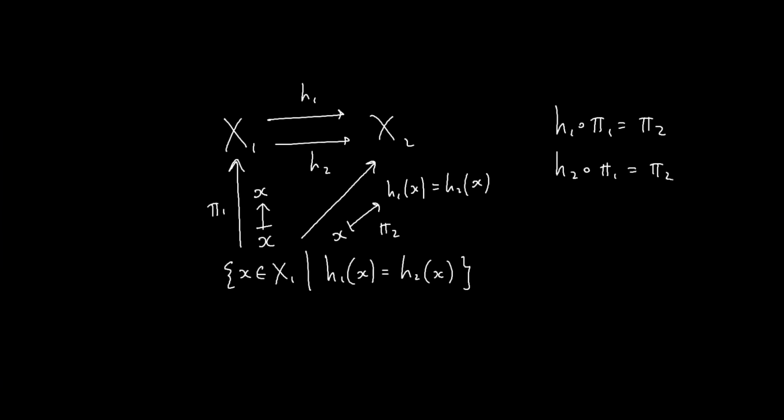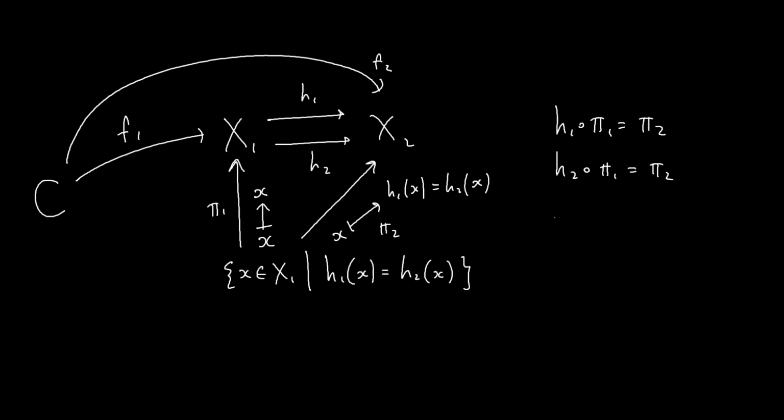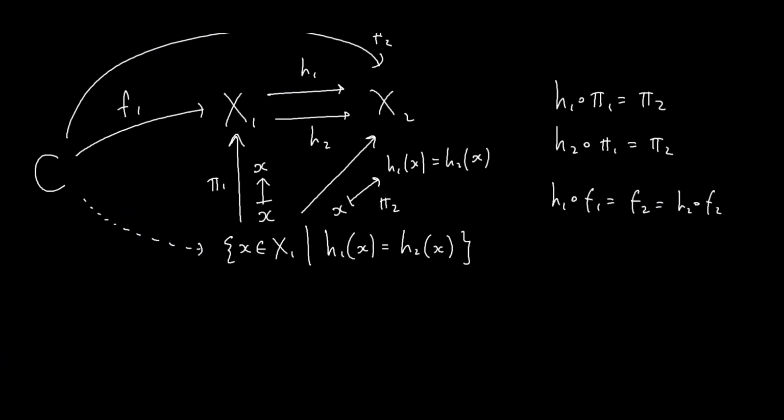And now if I have another set C and two functions f1 and f2 satisfying similar requirements, that h1 composed with f1 equals h2 composed with f2, let's see that we can prove that there will be a unique function going that way that will make the triangle commutative.